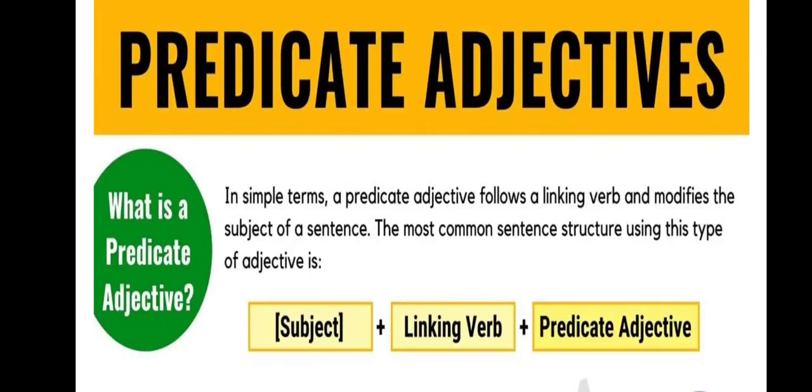Again, it says more about predicative adjectives. What is a predicative adjective? In simple terms, a predicative adjective follows a linking verb and modifies the subject of a sentence. Follows means to come after. The most common sentence structure using this type of adjective is, see the structure here, the pattern. Subject comes first, then comes the linking verb, then the last is the predicative adjective.